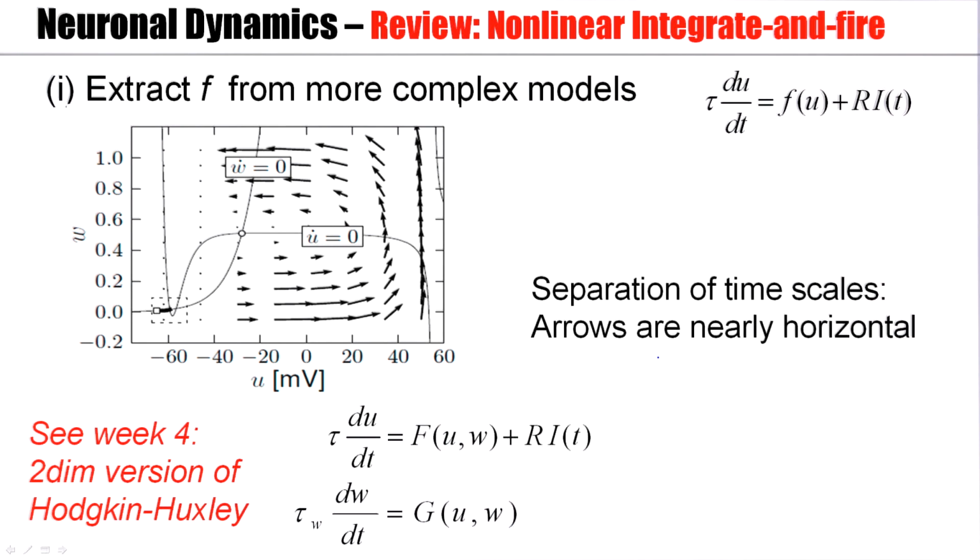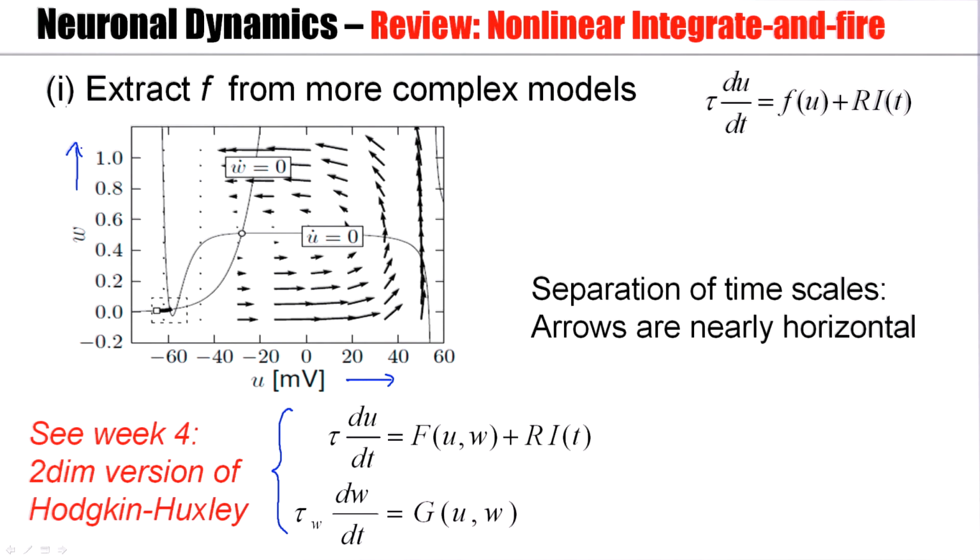Suppose in a first step we reduce a model like the 4-dimensional Hodgkin-Huxley model to 2 dimensions. That would be this system of equations. And we have seen in week 4 that we can analyze this in the phase plane, where the horizontal axis is the voltage and the vertical axis is this auxiliary variable w.